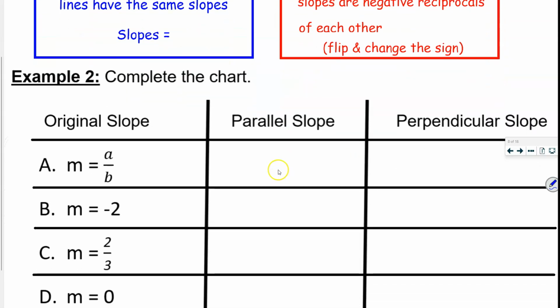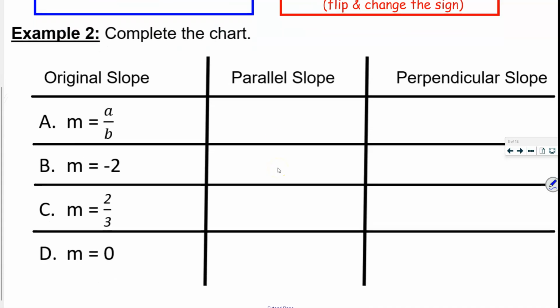Okay. So we're going to look down here at our example 2. It says to complete the chart, okay? So if we're talking about parallel, slopes are the same. So this is going to be A over B. Our perpendicular slope, however, we're going to change the sign. So it was positive, so it now becomes negative, and we're going to put the B over the A. That's the reciprocal part, okay?